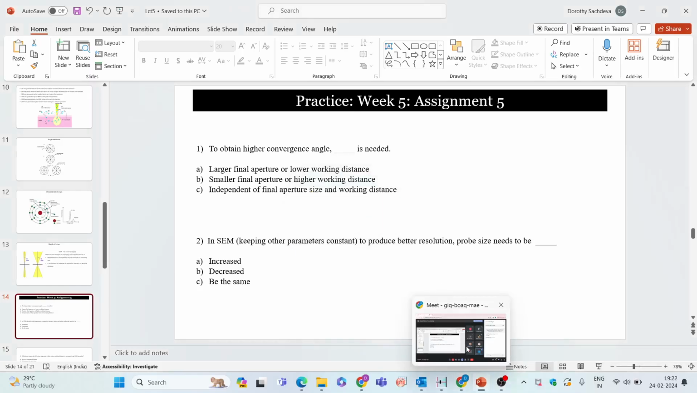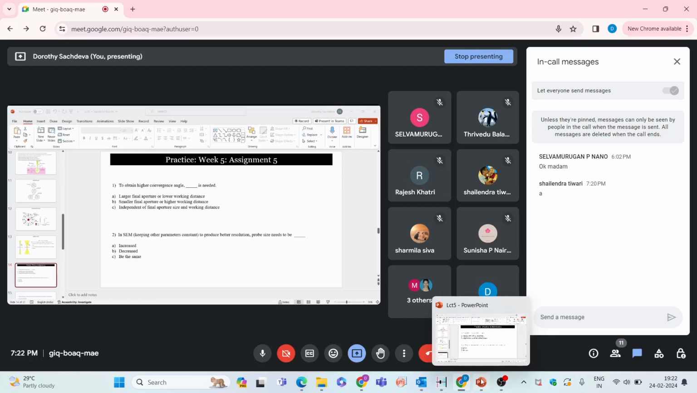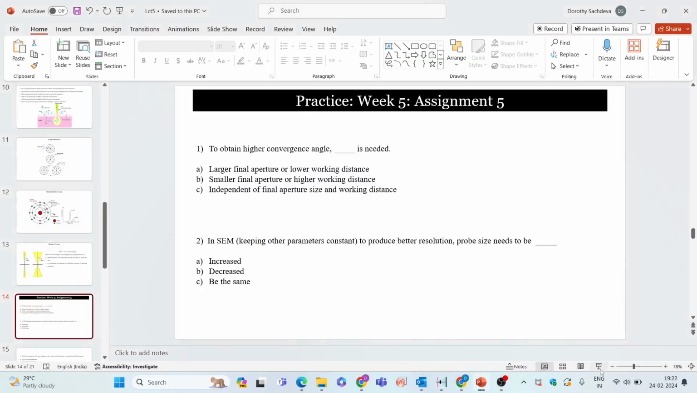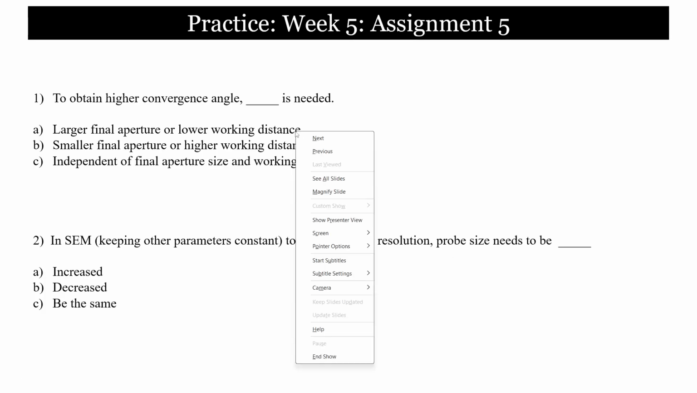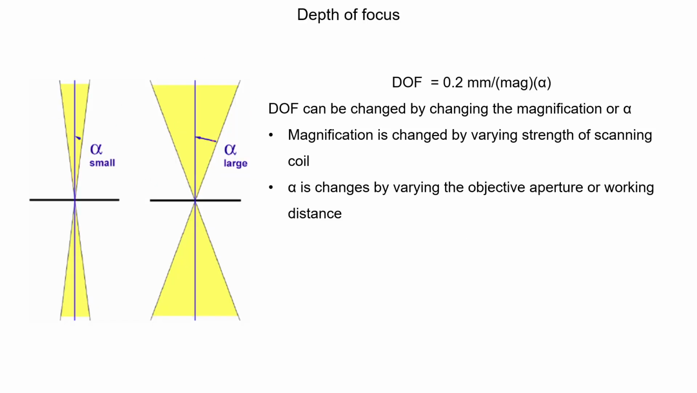Your voice is breaking. Are you able to correlate all these things, the convergence angle, aperture size and working distance? Yes, madam. Okay. Option A is correct in this case. For having higher convergence angle, higher final aperture and lower working distance. We just now discussed in this slide, no?